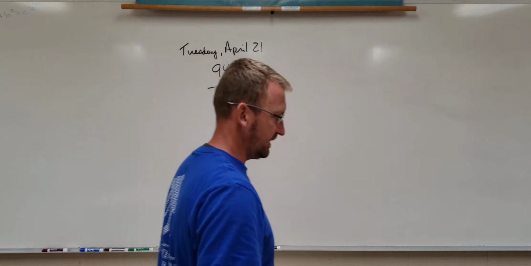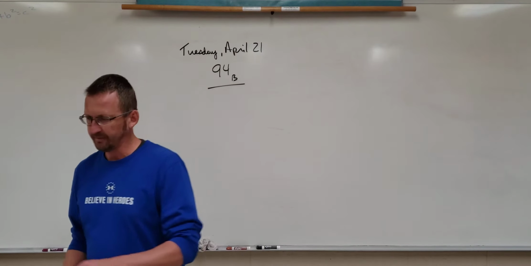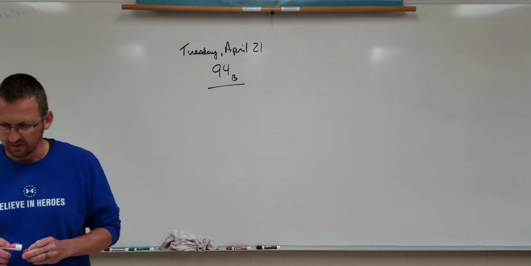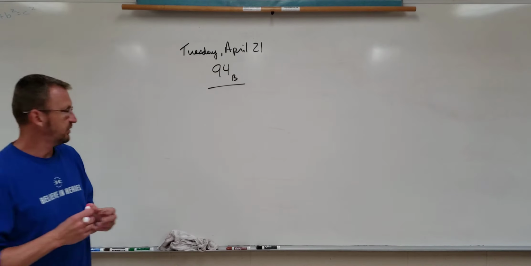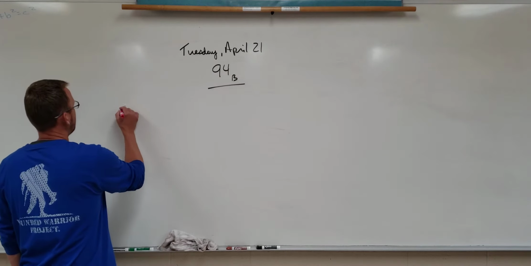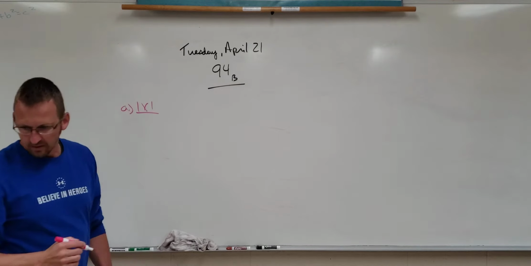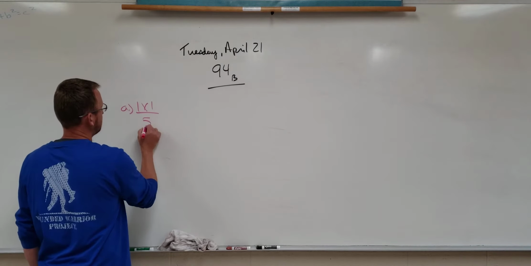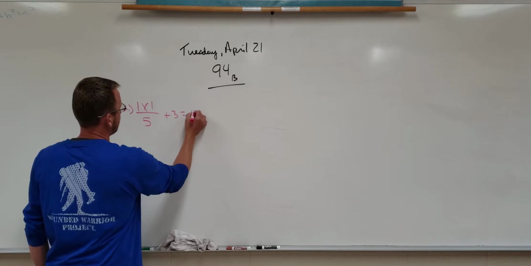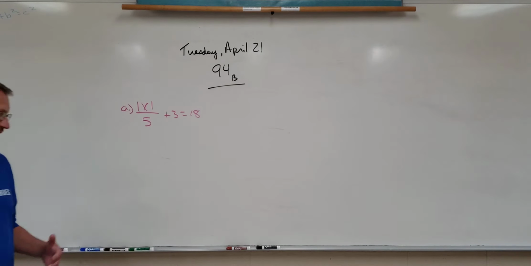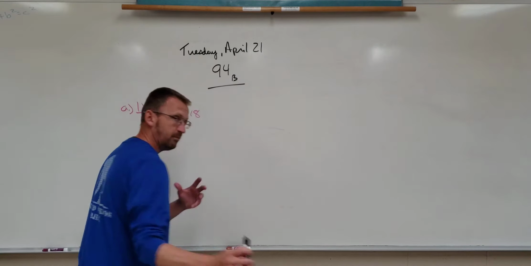So here we go with part B. We've done part A, now we're doing part B, in regards to solving multi-step absolute value equations. The example we start with is the absolute value of x over 5 plus 3 equals 18. So again, multi-step, we're doing several things, combining several lessons.